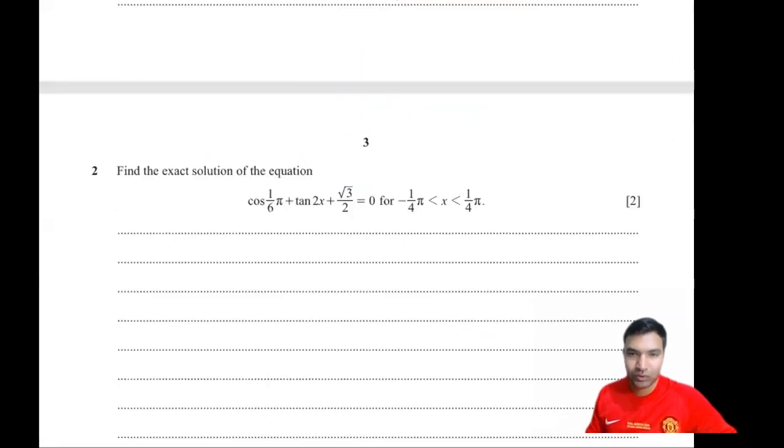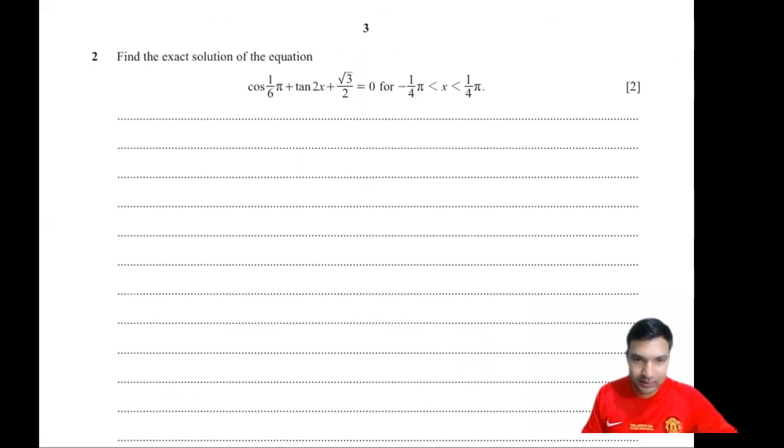Now, moving on to the next one, which belongs to trigonometry. Find the exact solution, and exact is important, of the equation cos of pi over 6 plus tan 2x plus root 3 over 2 equal to 0, for x in the domain from negative pi over 4 to positive pi over 4. So let's first define the domain over here.